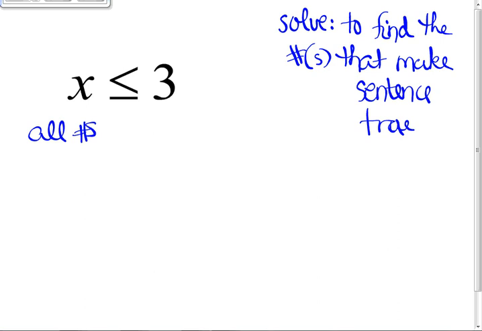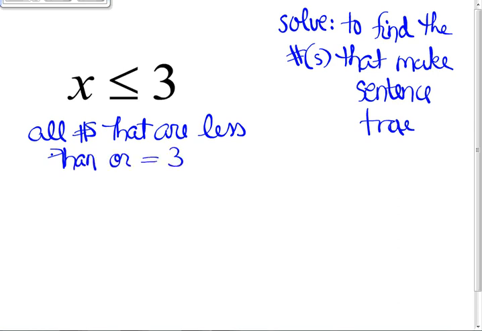If you guys are going to chit-chat, go to the SBI room. All numbers that are less than, what's the little bar underneath mean? Or equal to 3. We're going to learn a boundary method today, and then it's going to be easy. Can you give me some numbers that are less than or equal to 3?